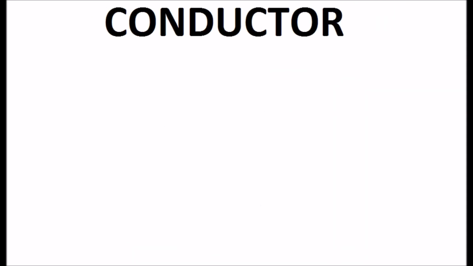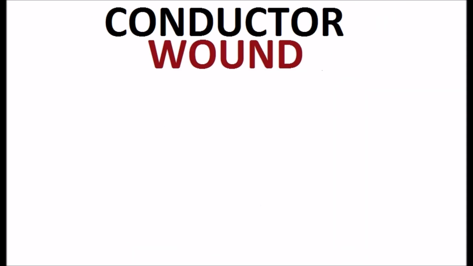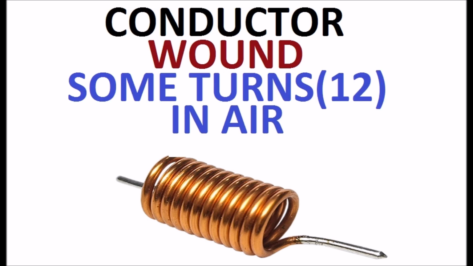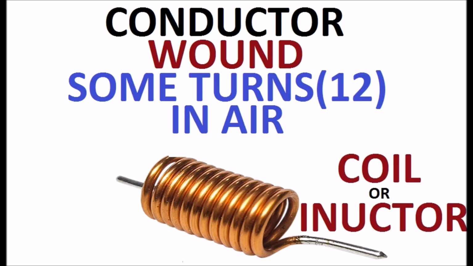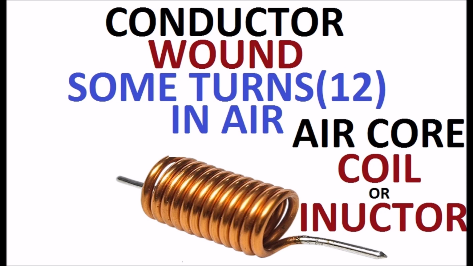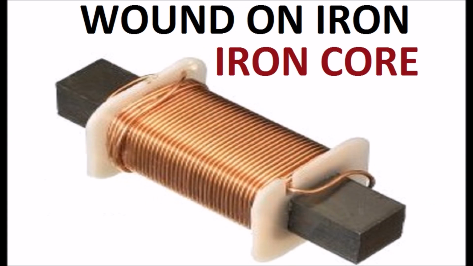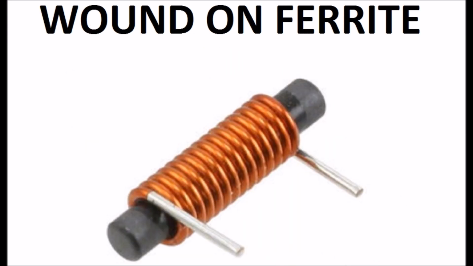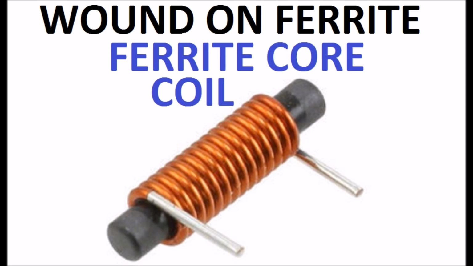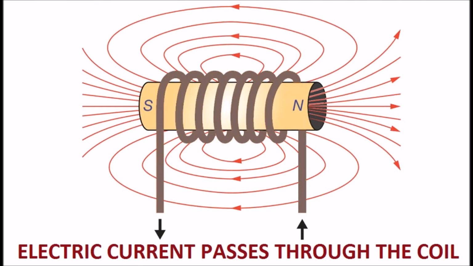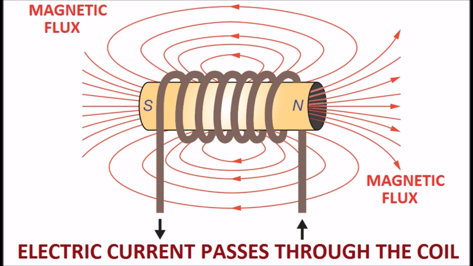A conductor or a wire wound in air with some turns is called a coil or inductor. Since it is wound in air, it is called an air core coil. If the wire is wound on iron, then it is an iron core coil. Wound on ferrite means it is a ferrite core coil. Electric current passing through it produces magnetic flux around it, as shown in the figure.